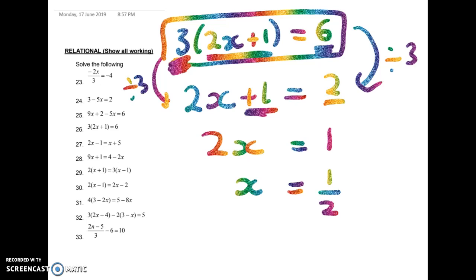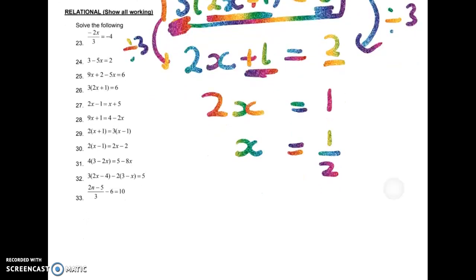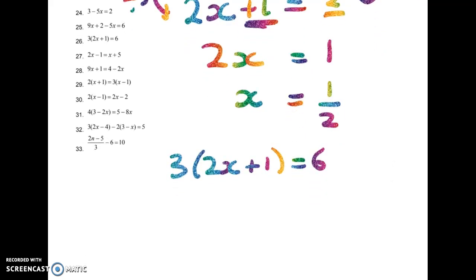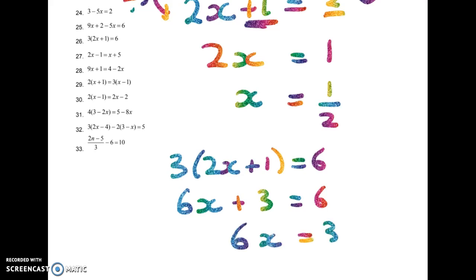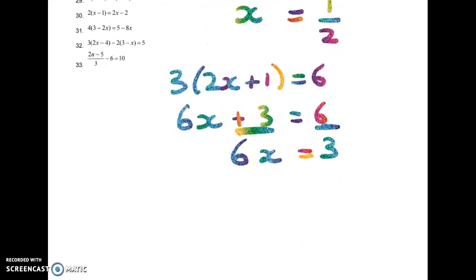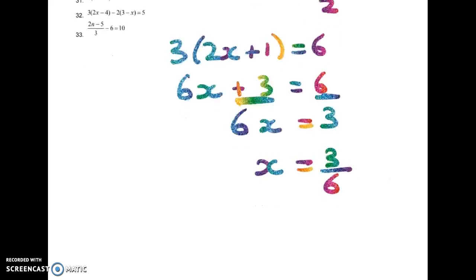But the other way that I can go is I can expand those brackets. And then this is what I'm going to do. I've got 3 into 2x plus 1 equals 6. And I can expand out this side. So 6x plus 3 is equal to 6, giving me 6x is equal to 3, right? So I'm subtracting 3 from both sides. Lastly, I'll divide by 6, and I get x equals 3/6. But we don't want to leave it like that. We need to simplify it down to x equals 1/2.